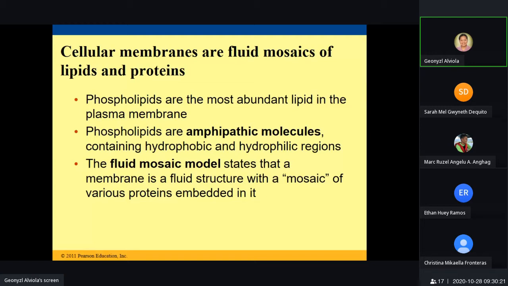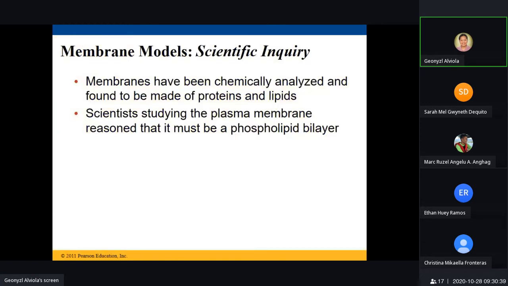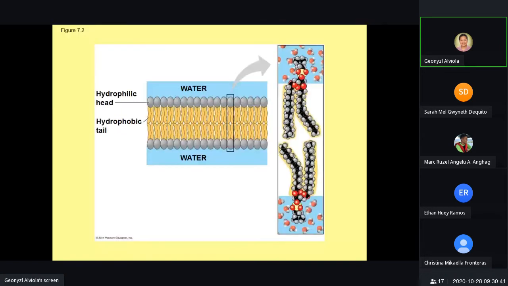And why is it called fluid? Fluid mosaic model states that a membrane is a fluid structure with a mosaic of various proteins embedded in it. If we are going to see the structure of the membrane, we have the portion of the membrane. So this is a phospholipid bilayer.